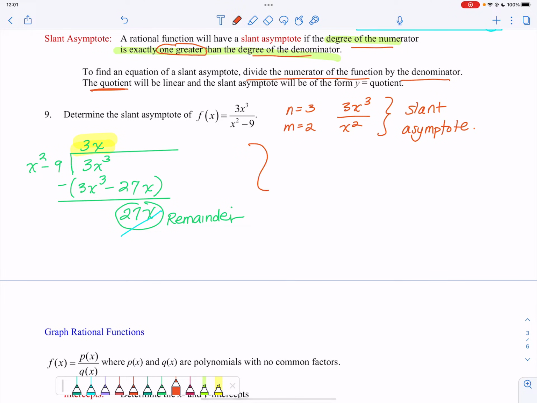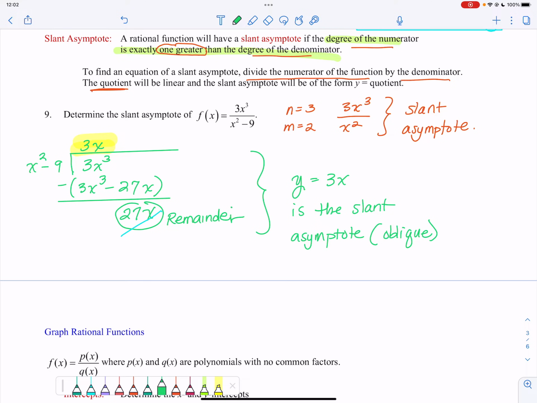So y equal to 3x is the slant asymptote. And you might also hear this called an oblique asymptote.